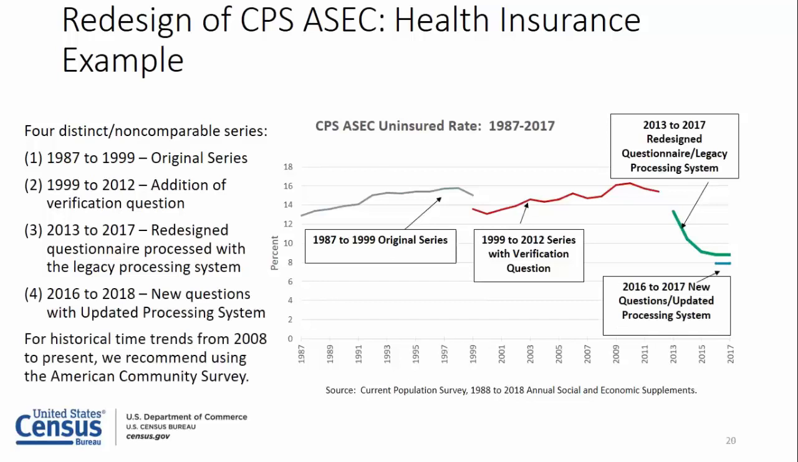Finally, this chart shows two sets of estimates for 2016 and 2017, based on data from the 2017 and 2018 CPS ASEC data collection. The green line includes the estimates as originally published, processed using the legacy system. The blue line shows the estimates processed with the redesigned systems. This is a 2017 estimate that will be used in the report next week to measure year-to-year changes in health insurance coverage. For historical time trends from 2008 to the present, we recommend using the American Community Survey.